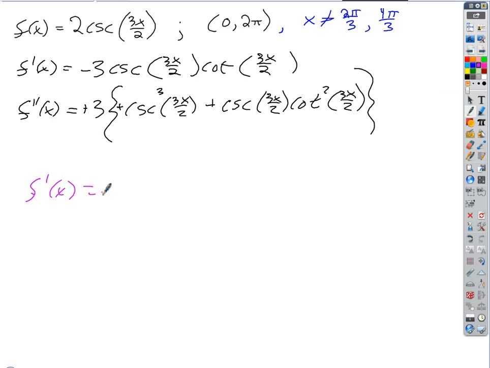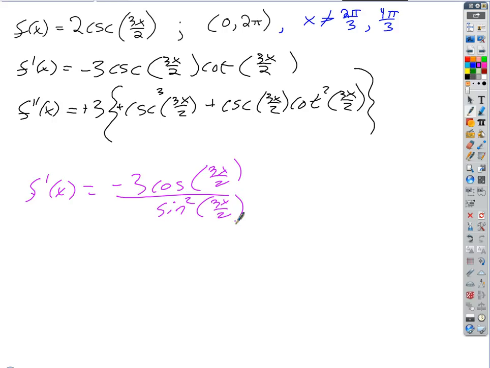F prime of x equals, if I write this in terms of sines and cosines, I'm just going to get a -3. Cosecant is 1 over sine, cotangent is cosine over sine, right? So I'm going to get a -3 cosine of 3x over 2, over sine squared 3x over 2.